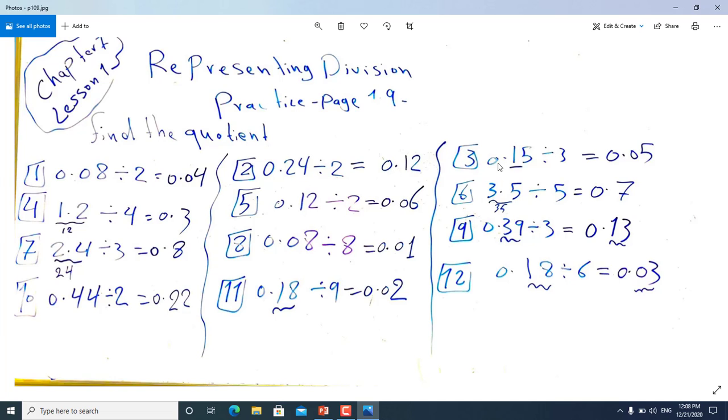And from number 3 we have 0.15 divided by 3. From the first, we just divide 15 by 3. It will be 5 because 5 times 3 is 15. Okay, after that, this 15 is placed in hundredths because the digits after the decimal point are tenths and hundredths. So from there, this 5 is one digit to be from the place hundredths.